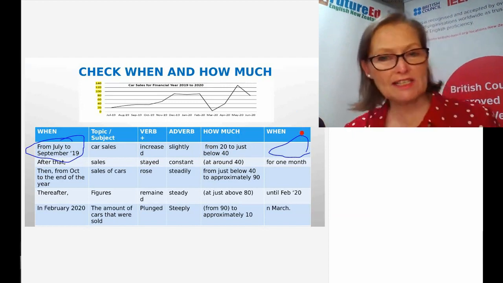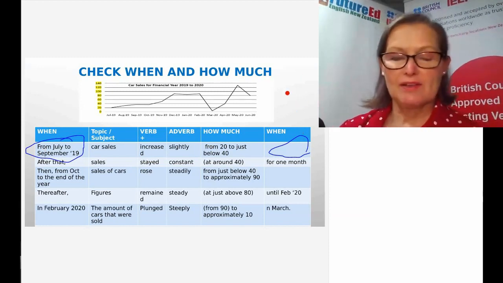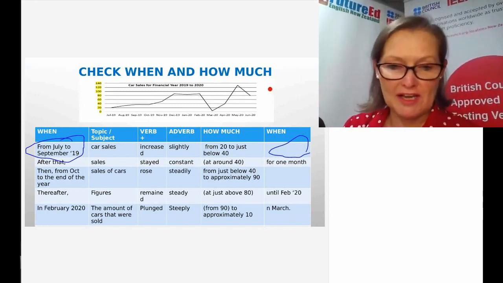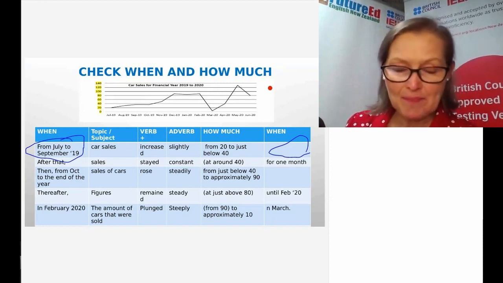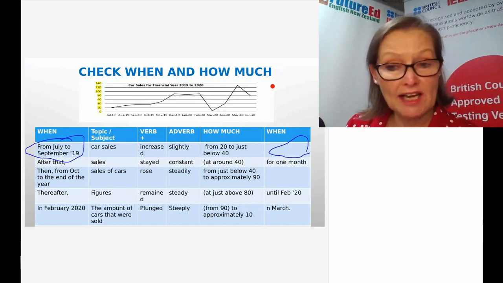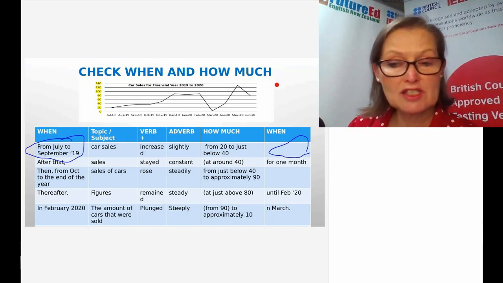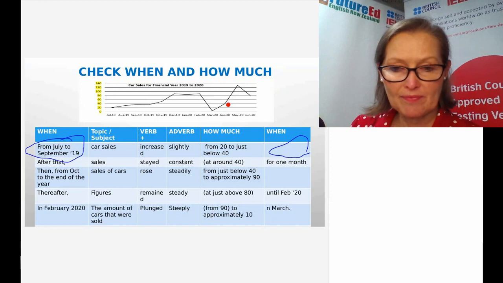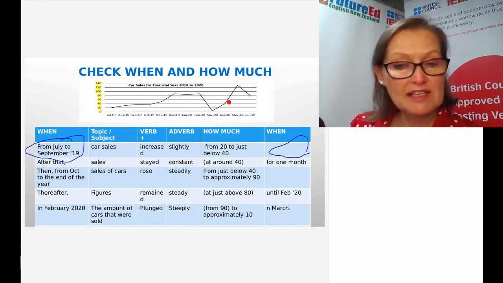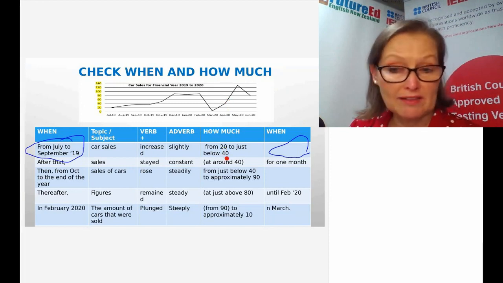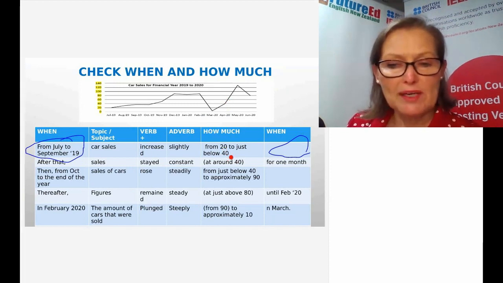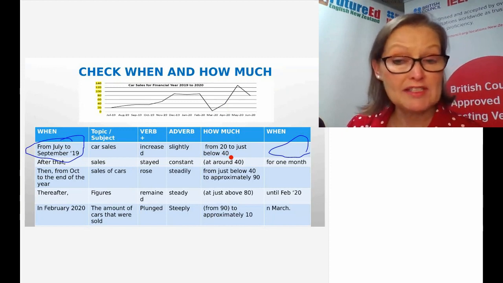Now we're just writing live. For example, if I were to say sentence number 1, from July to September 19, car sales increased slightly from 20 to just below 40. After that, sales stayed constant at around 40 for 1 month. But when I'm actually writing this essay, I don't need to repeat my 40 because I've got it right there, just in the sentence before.